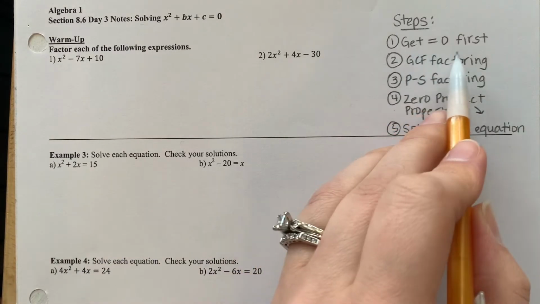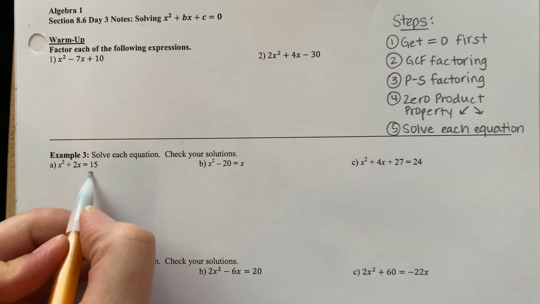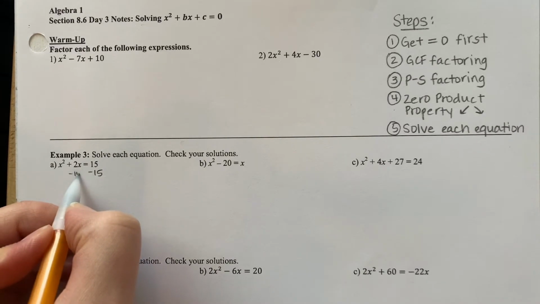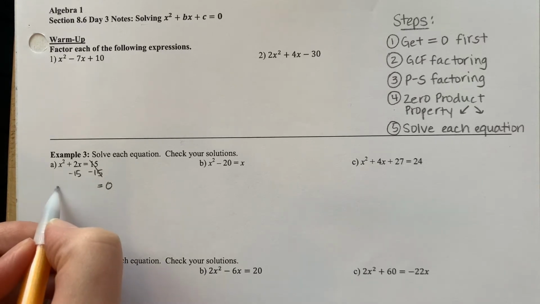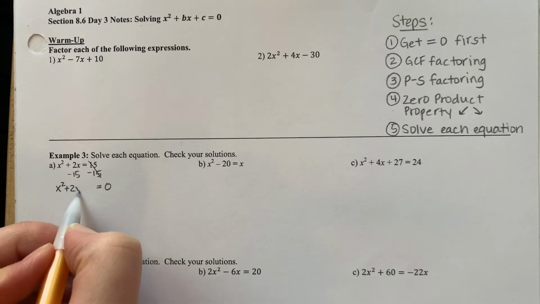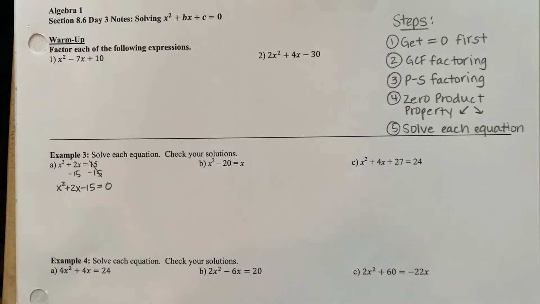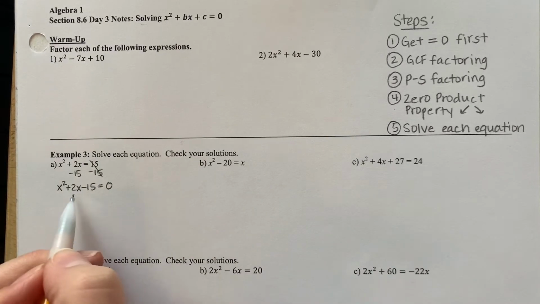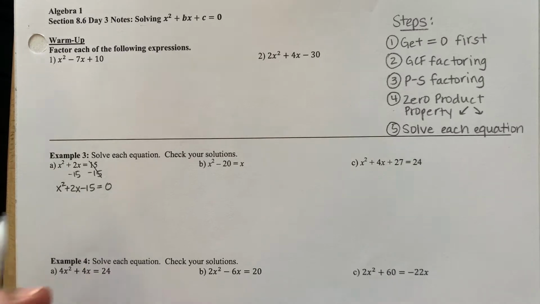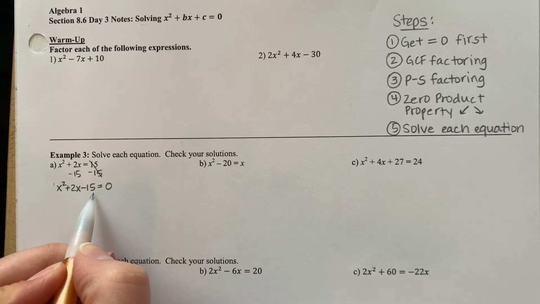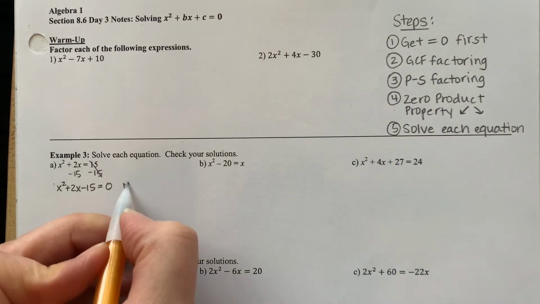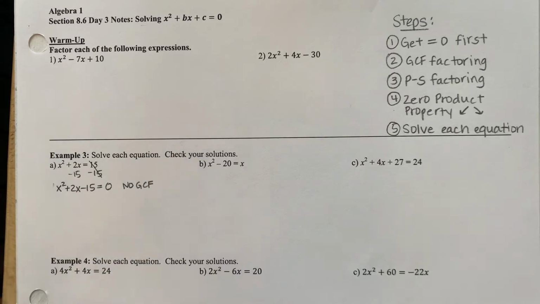So first it says get equal to 0. So I need to start by subtracting the 15 over to the left-hand side, so that cancels, and I'm left with 0 on the right-hand side. So I have x squared plus 2x minus 15 equal to 0. Now I always check, is there a GCF that I can remove? In this case there's not, because there's a 1 in front of the x squared, so there's no number I can divide out. And also there's no x that I can remove because the negative 15 does not have an x. So I would say no GCF, but we always want to check.